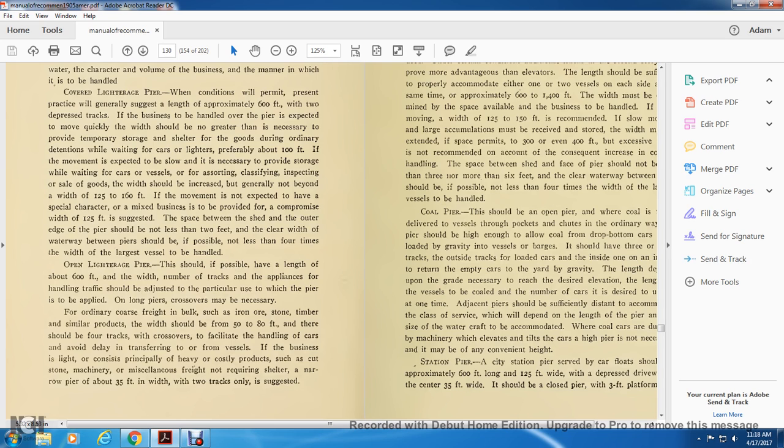This should be possible for a length of about 600 feet, with the width and number of tracks and planks for handling of the traffic adjusted for the particular use. If the width of the pier is to be applied on one long pier, some crossover may be necessary.